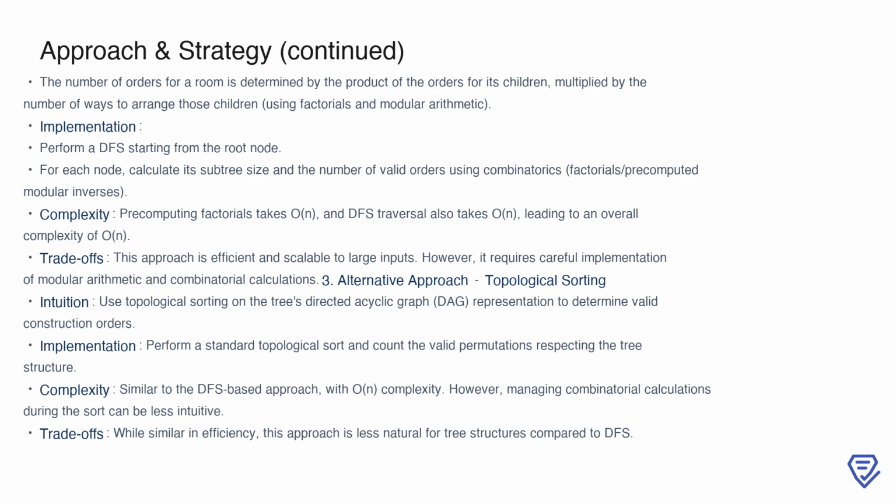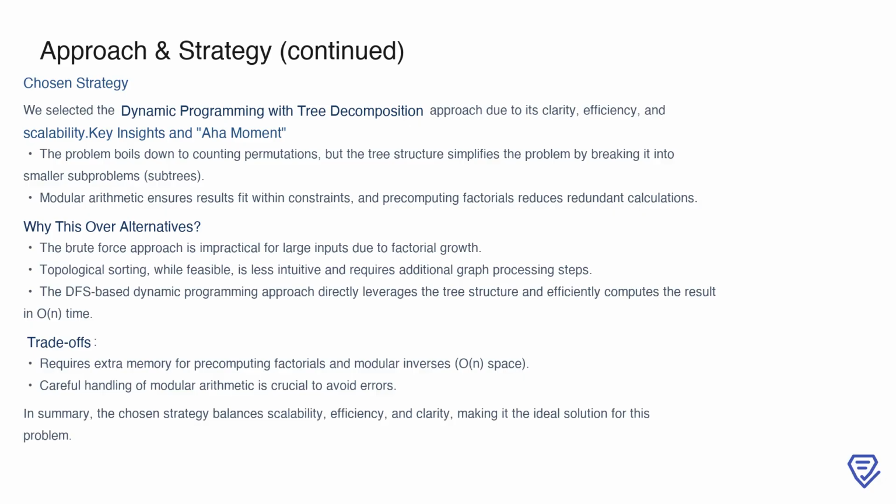An alternative approach is to use topological sorting, treating the tree as a directed acyclic graph. While this method respects the same structural constraints, it is less intuitive for tree-based problems and introduces additional complexity in managing the sorting process and the combinatorics. The dynamic programming with tree decomposition approach was chosen because of its balance of clarity, efficiency, and scalability.